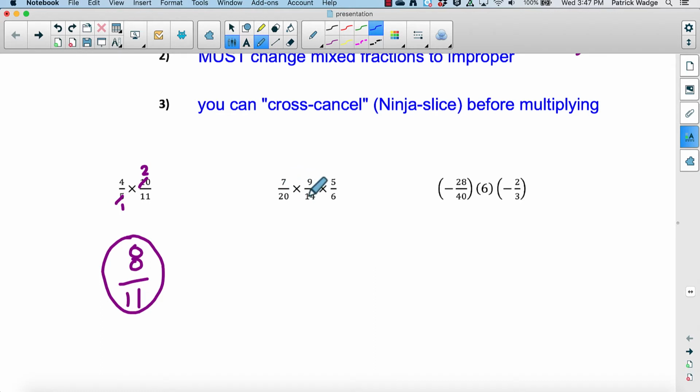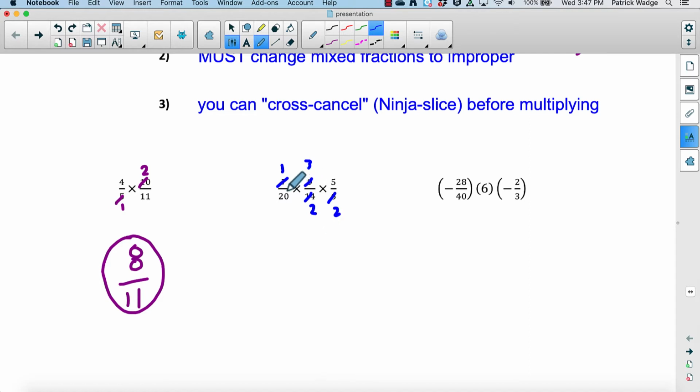You can divide them both by 7. 7 divided by 7 is 1. And 14 divided by 7 is 2. See anything else? How about the 9 and 6? Divide them both by 3. 9 by 3 is 3. 6 by 3 is 2.